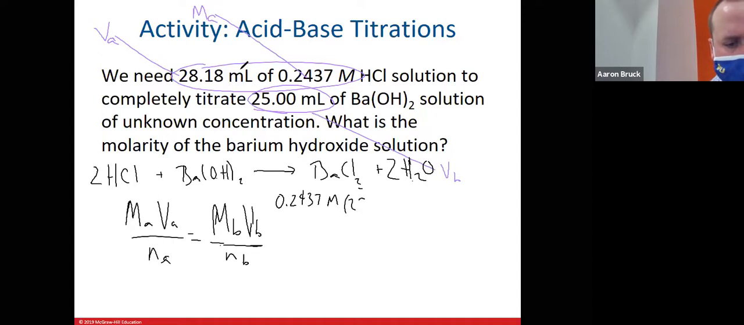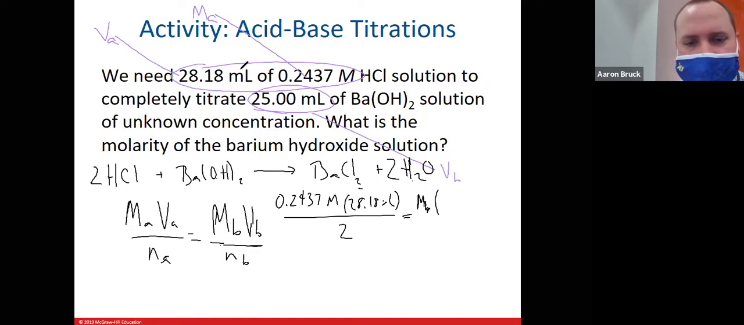Multiplied by 28.18 milliliters divided by the coefficient 2. And that's equal to my molarity of base, which I do not know what it is, multiplied by 25.00 mils. And the coefficient of the base here is 1.